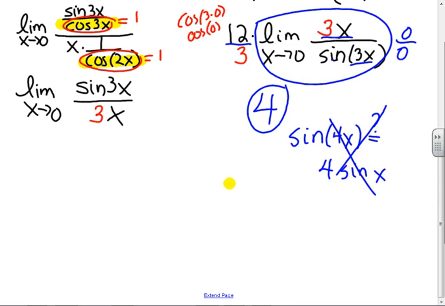I said you can put 0 in if it doesn't cause me trouble. What's the cosine of 0? 1. As long as it's not 0, I'm fine. As long as the output is not 0. Now, I put a 3 there.